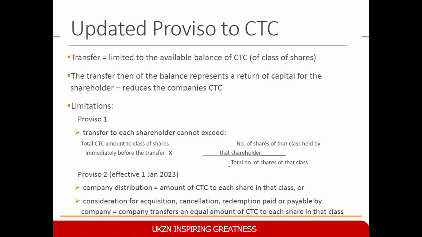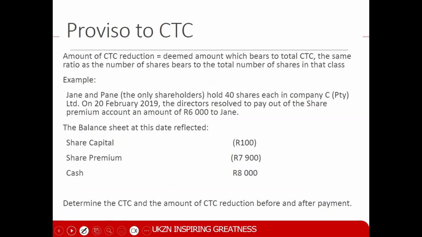As you can see, the total number of shares of that class. So we say the number of shares of that class held by the shareholder, over the total number of shares of that class. So the amount of CTC, which is the contributed tax capital reduction, is the deemed amount which bears the same ratio to the total cost as the number of shares. So we've got an example here. Let's look at this example.